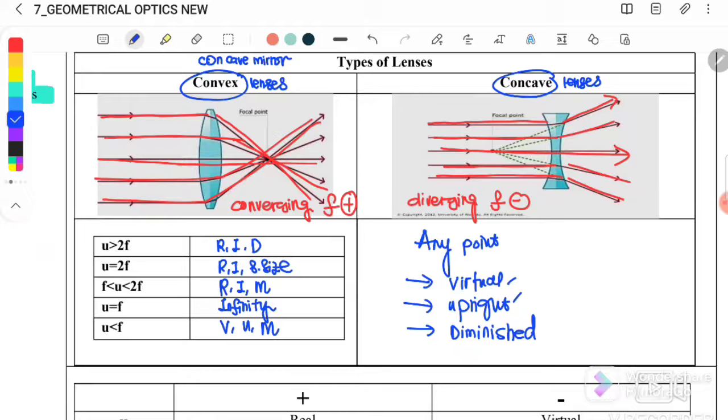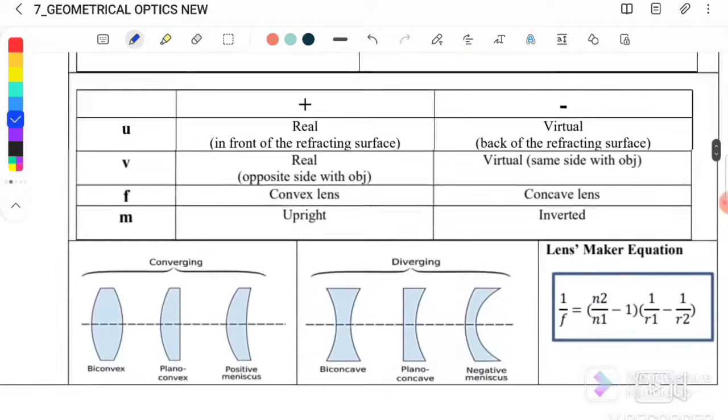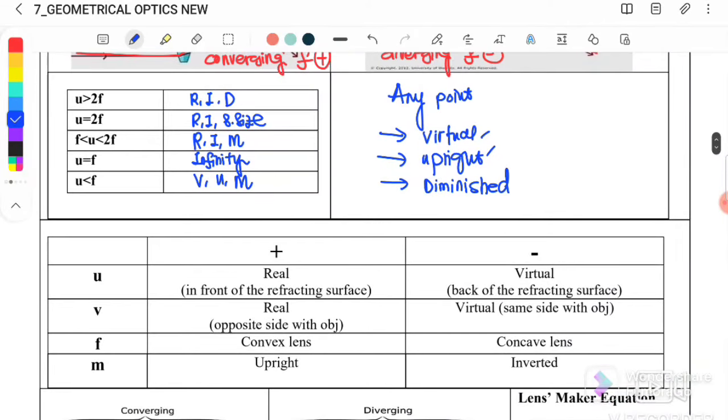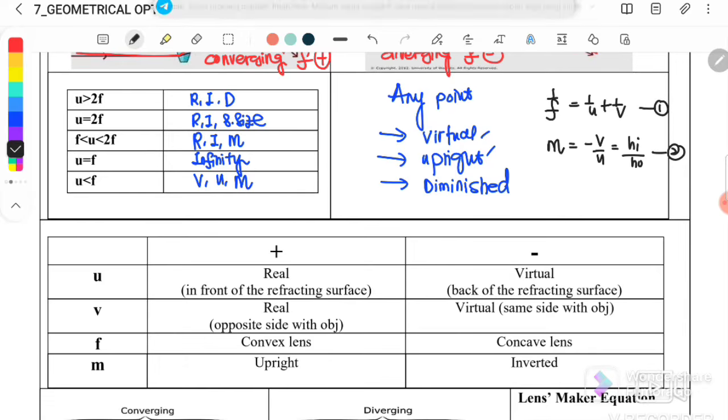So this is the first difference between the lens and the mirror. A concave mirror corresponds to a convex lens, and a convex mirror corresponds to a concave lens. So it's opposite. The characteristics will be the same for mirror and lens, and the equations that we use are also the same. The first is 1 over F equals 1 over U plus 1 over V. The second equation is M equals negative V over U, or H image over H object. These are the two equations we will use for thin lens and also mirror.